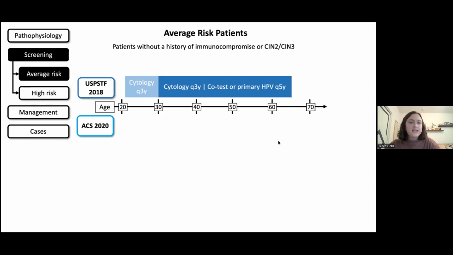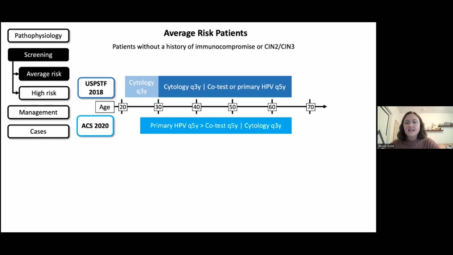This is in contrast to the ACS 2020 guideline. This one is a little bit simpler in that it's the same recommendation for all patients. So the ACS 2020 guidelines recommend beginning screening at age 25 through age 65. And for all patients, they recommend first choice being a primary HPV testing every 5 years. And then they say co-testing every 5 years or cytology every 3 is an acceptable alternative method.